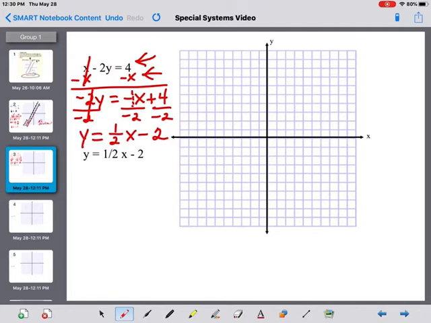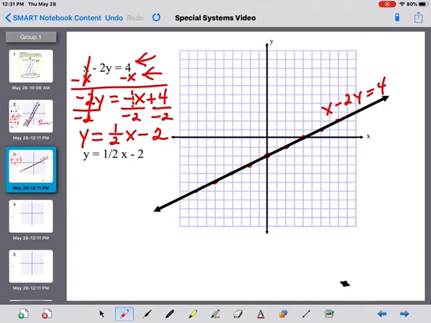If I take a look at that line, we have a y-intercept of -2, and I have a slope of 1/2, so I'm going to be going up 1 and to the right 2. I'm going to go back, and I'm going to go down 1 and to the left 2 to get some points going in the opposite direction. Okay, I'm going to graph my line. I'm going to label it with the original equation, x minus 2y equals 4.